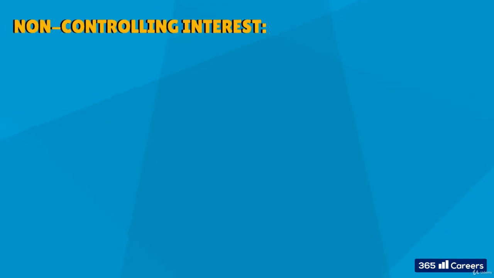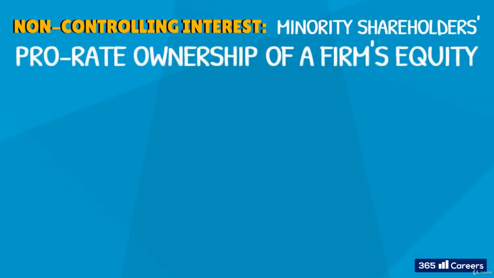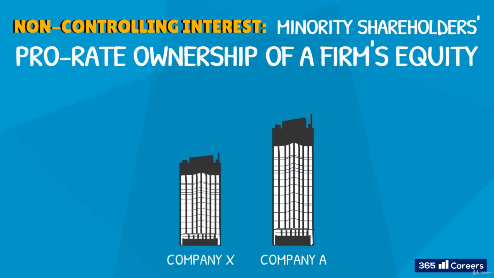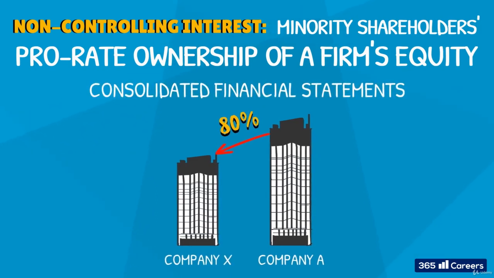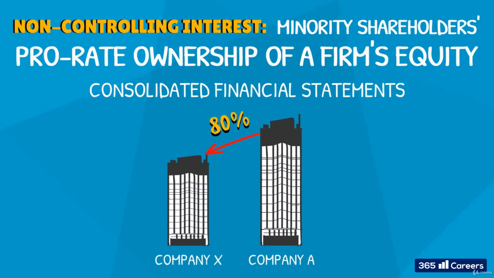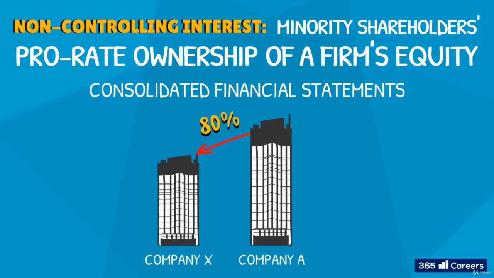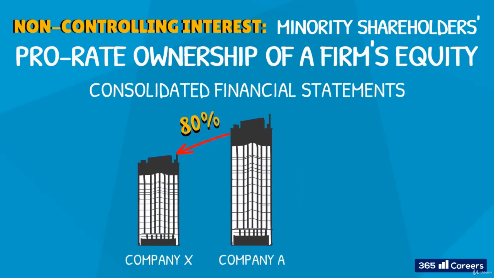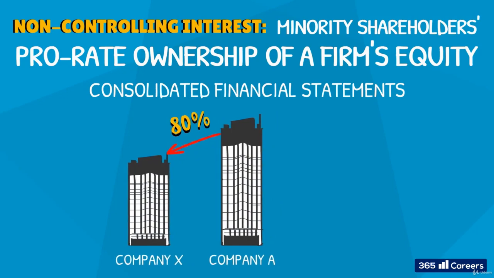And then we have a few additional equity accounts. Non-controlling interest represents minority shareholders' pro-rata ownership of a firm's equity. Let's imagine our company A owns a subsidiary called Company X. We own 80% of X, to be precise. When Company A has to prepare a consolidated financial statement, including Company X's assets and liabilities, it will also have to show in its balance sheet that it owns only 80% of Company X.